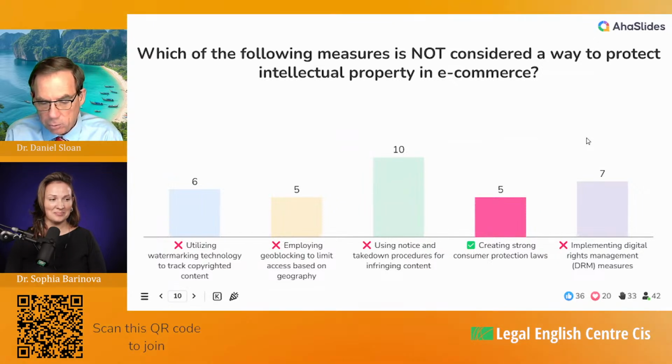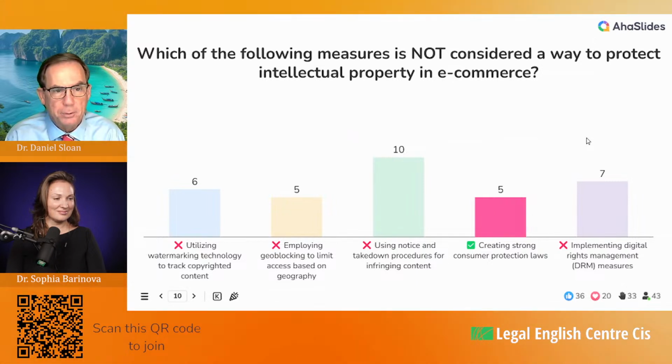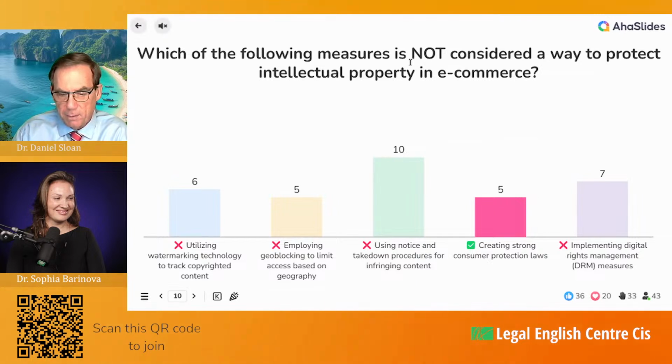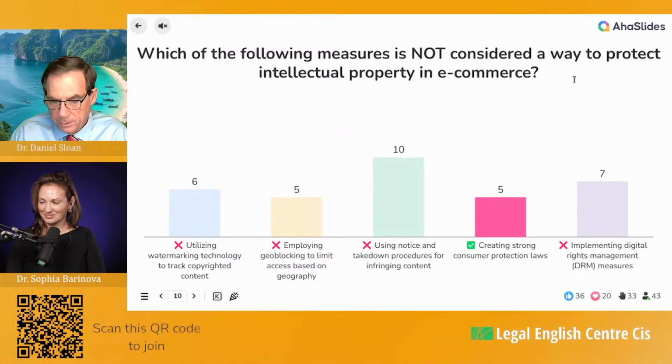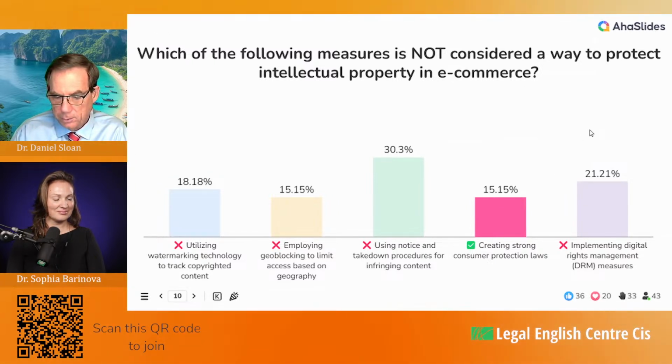That was difficult. Strong consumer protection laws. So is not, and I think that may be the part that some people didn't look at closely enough. It's kind of a trick question because it says "measures is not considered a way." So we don't want to create strong consumer protection laws. We want to create strong laws for the producers of the content.